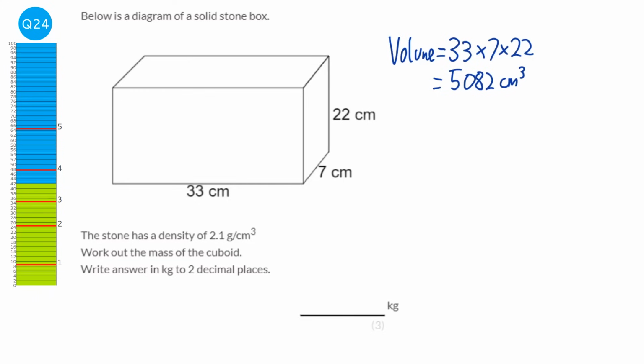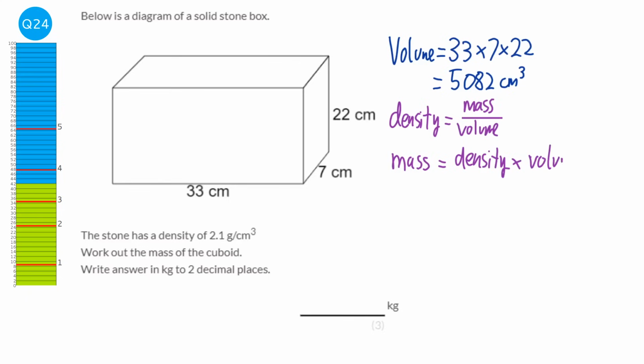And we need to write down the formula for density. So density is the mass divided by the volume. So rearrange this to get mass on its own, because that's the thing we're looking for. So mass equals density times volume. Density is given to us in the question as 2.1 grams per centimetre cubed. Times that by the 5,082 for the volume, and we get the answer of 10,672.